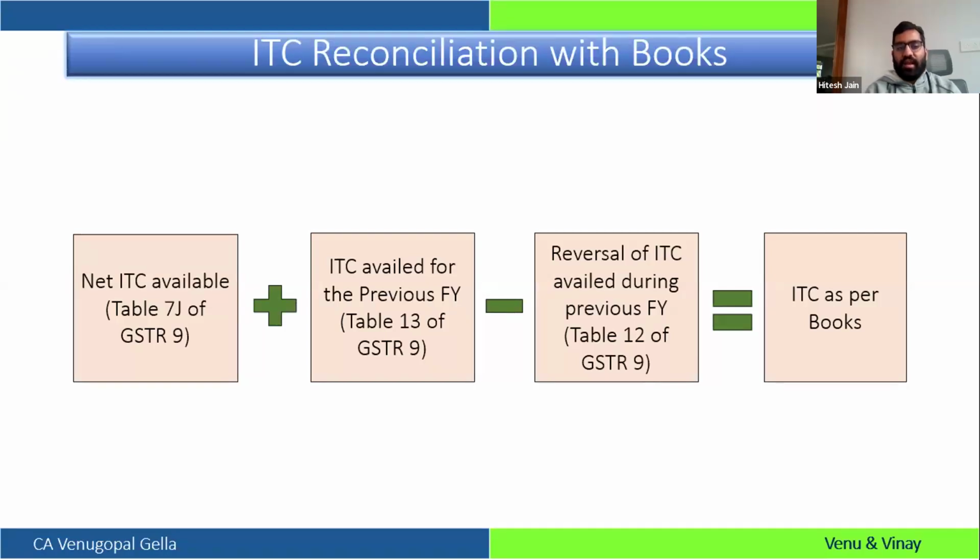which I report in table 7J of GSTR 9, in that, if we add the ITC which we have availed in the subsequent financial year, and if we deduct any ITC which we have reversed in the subsequent financial year, the same which we report in table 12 of GSTR 9 in case of reversal, and in case of availment which we report in table 13 of GSTR 9, if we add and deduct the same, we come to the figure of ITC as per books. Mind you, this is the reconciliation of ITC as reported in GSTR 9 with ITC as per books.